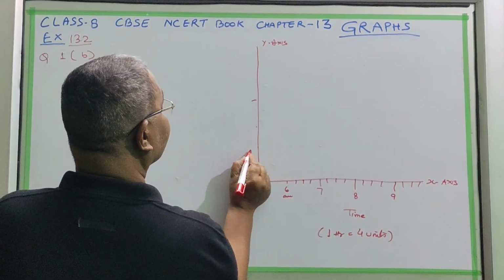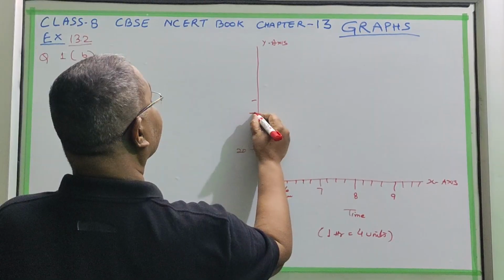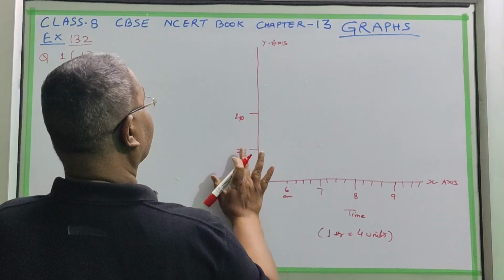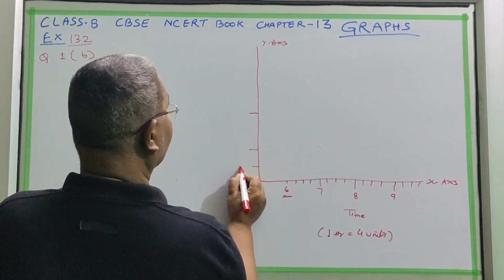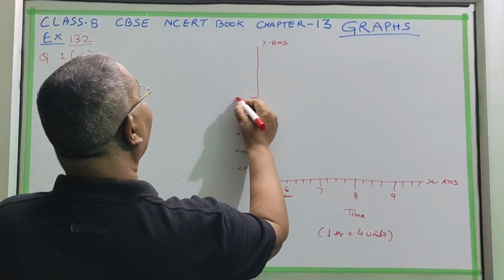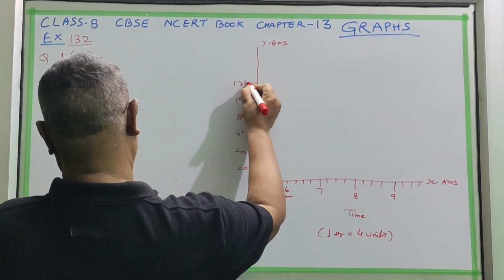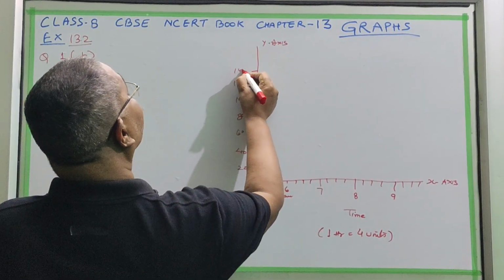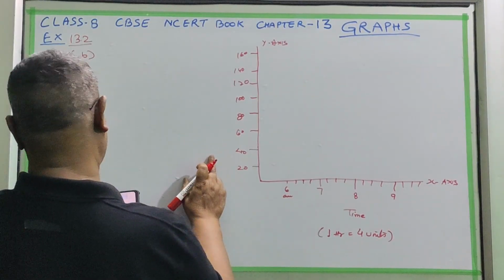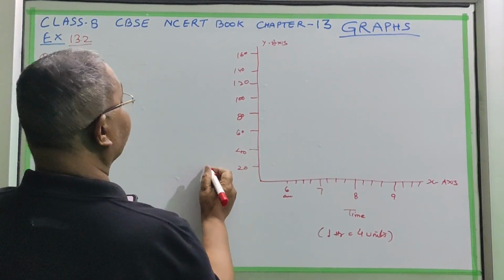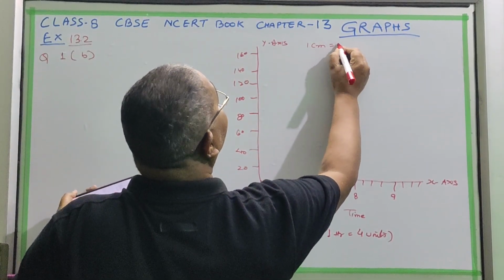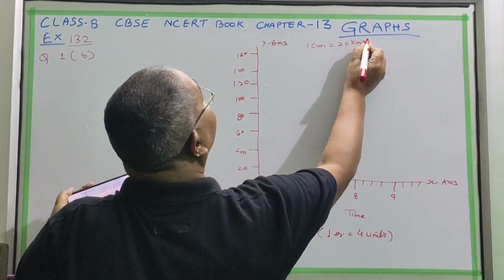So here we will take 20, 40, 60, 80, 100 and 120, 140 and 160. So what scale have we taken? We have taken 1 centimeter is equal to 20 kilometers. Here the scale is 1 centimeter equals 20 kilometers. Okay.